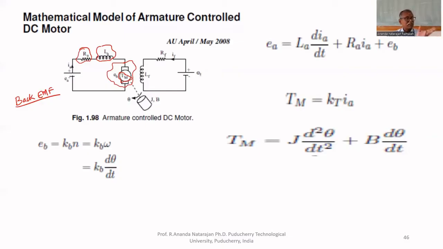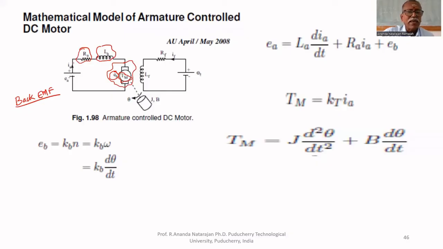But by Lenz's law, an EMF is induced, and the cause which is produced opposes the cause which produces it. As per Lenz's law, there is a back EMF. That is the generator principle. Even though it is a motor, the coil is rotating in the magnetic field. That's why an EMF will be induced. That is back EMF.